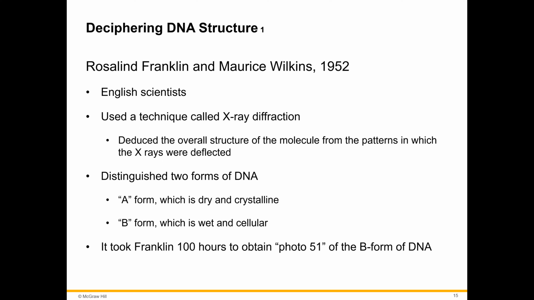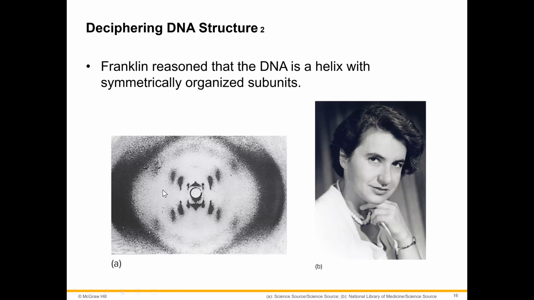It took Franklin 100 hours to obtain Photo 51, the very famous photo of the B form of DNA. And this is how it looked. And this is our scientist, Rosalind Franklin.